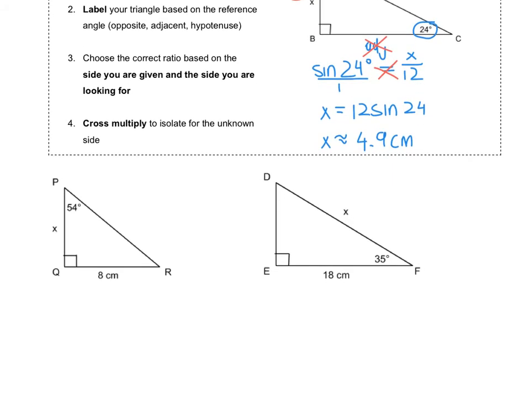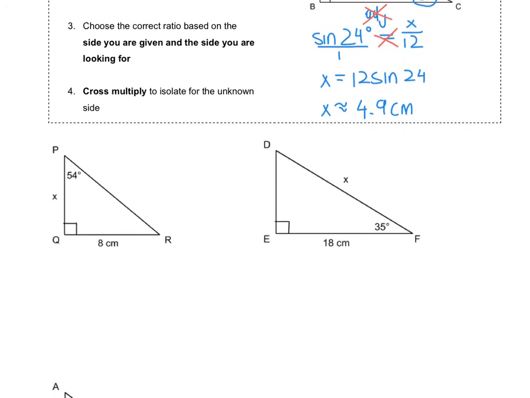All right, let's try the next one. So in triangle PQR, we're looking for X and we're given the reference angle of 54 degrees. So if I label my triangle, I know the hypotenuse is the blank side because it is the longest side and it's across from the right angle. Opposite the 54 is 8, and X is then left to be the adjacent side. So the hypotenuse is useless to me because I don't want to figure it out, and it also doesn't give me any information. I'm looking for my adjacent side, and I have my opposite. So if you're thinking of O and A, that would be part of TOA.